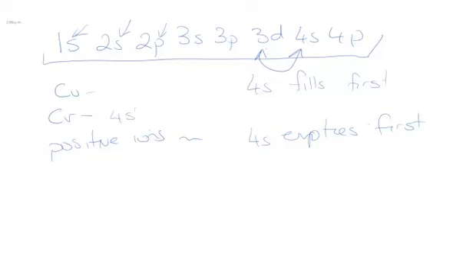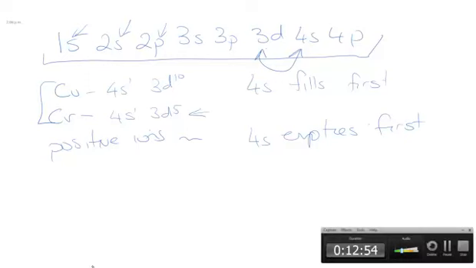Chromium has that 4s1, 3d5, and that gives it a half shell, that gives it stability there. And copper has 4s1, 3d10. These are the only 2 that do this. So don't make any other atom do this unusual thing to try and get a full outer shell or a half shell. Copper and chromium are the only ones that do it.